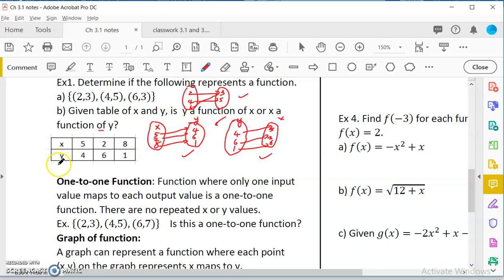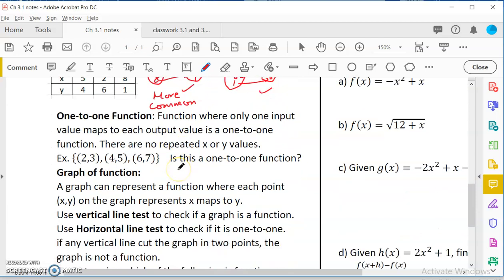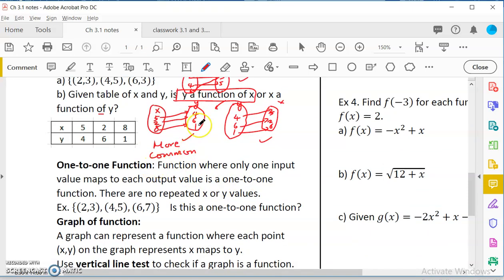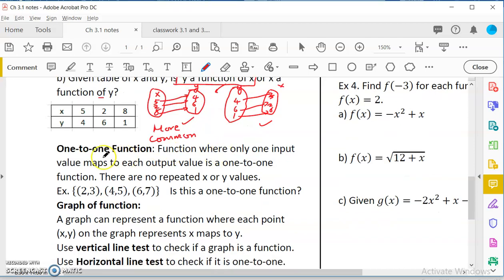Most of the time we say y is a function of x, since this is more common. For this arrangement where y depends on x, we say y is a function of x. We also restrict functions: you can see there are 2 kinds, where they share output or they don't share output. If they don't share output, each input goes to 1 unique output. We call it a one-to-one function. It's a function where only 1 input value maps to each output value.